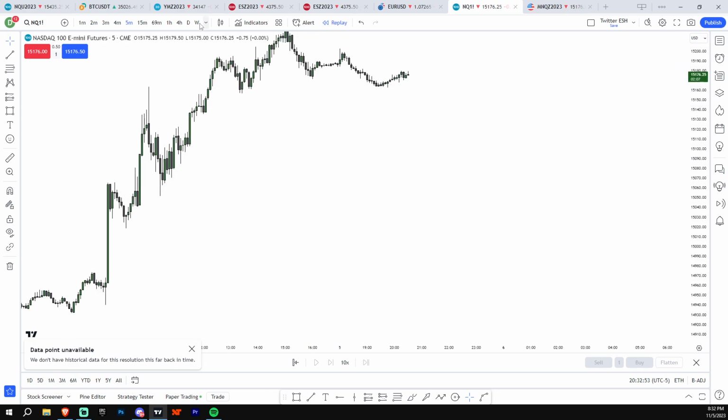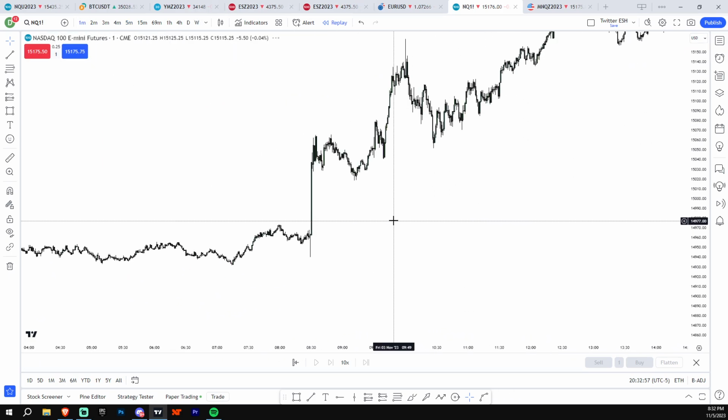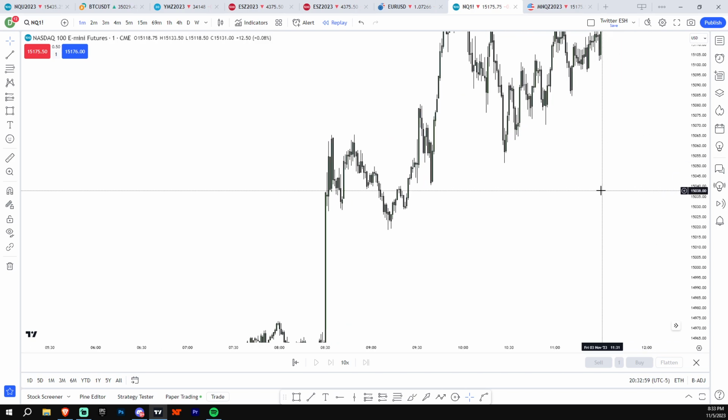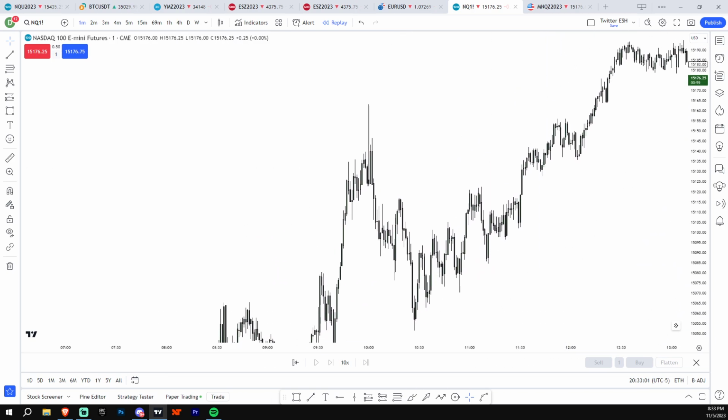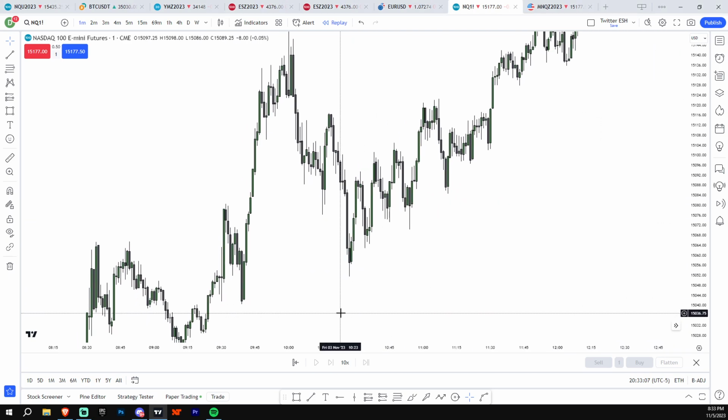Also, someone asked me why a certain inverse fair value gap failed. What time was that again? Friday that failed? Someone said it looked textbook and it failed or something.